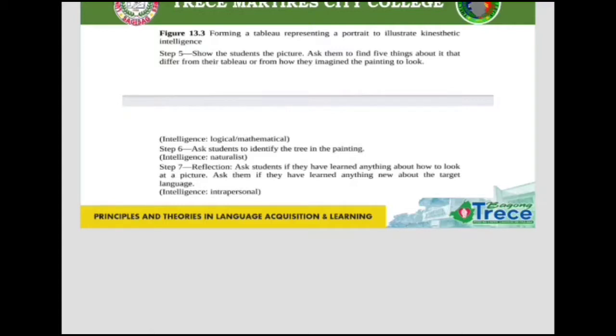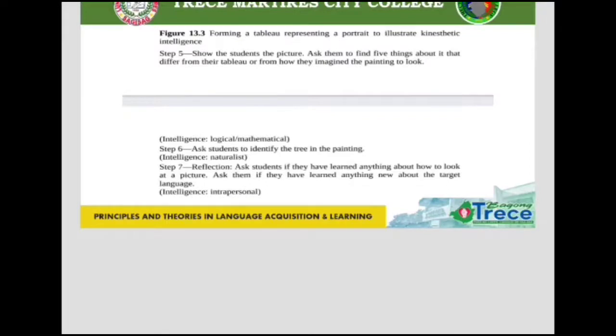Step 5. Show the students the picture. Ask them to find 5 things about it that differ from their tableau or from how they imagine the paintings to look. Intelligence was logical or mathematical because they are going to find out 5 things differ from their tableau. This is sequential presentation and logical. Kaya siyang na-considered na logical or mathematical. Step 6. Ask students to identify the tree in the painting. Intelligence was naturalist dahil yung tree is part of the nature. Kaya siya na-consider na naturalist.